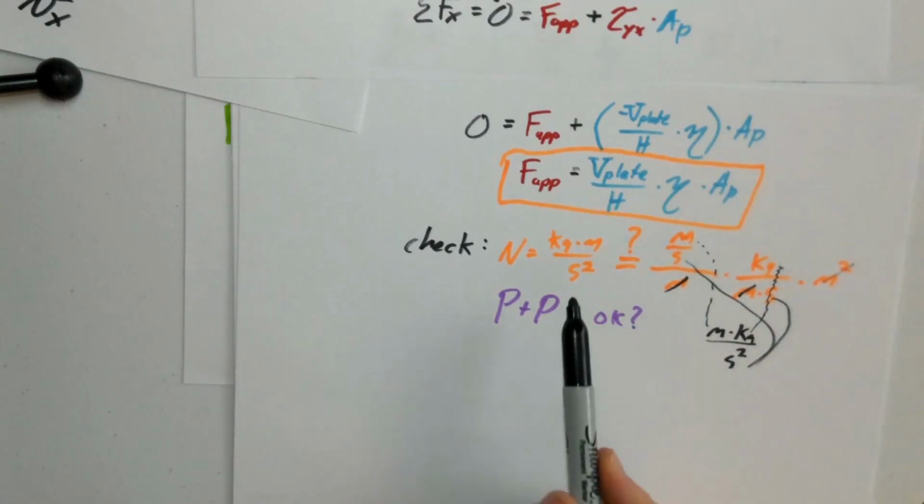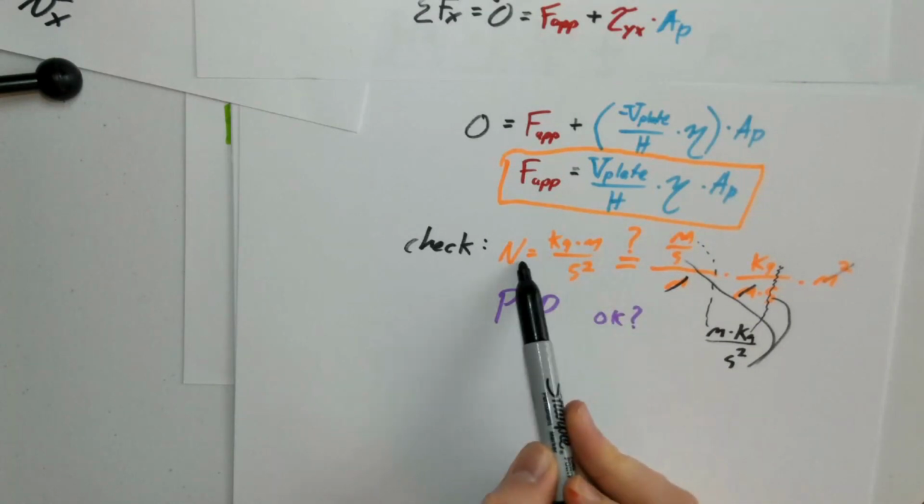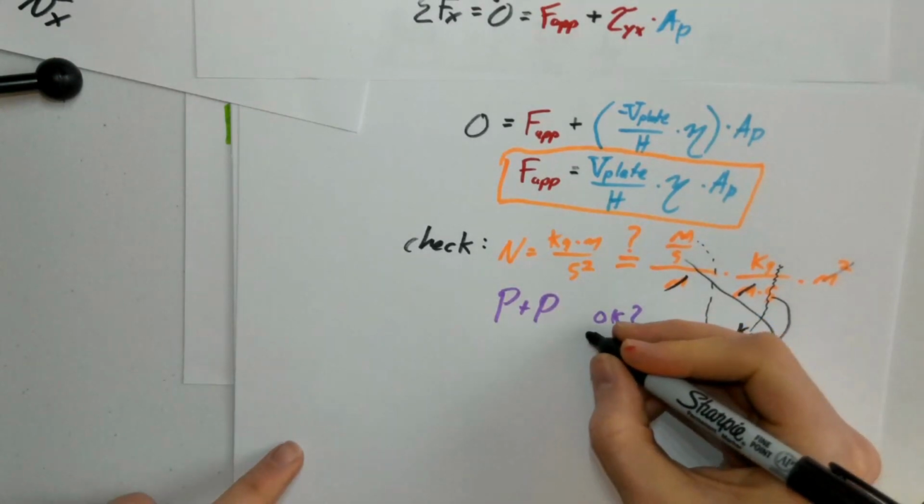From this. And hey, wait a second. Meter kilogram per second squared? Meter kilogram per second squared? Great. We're okay.